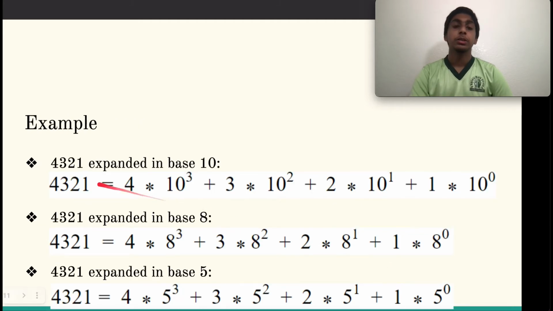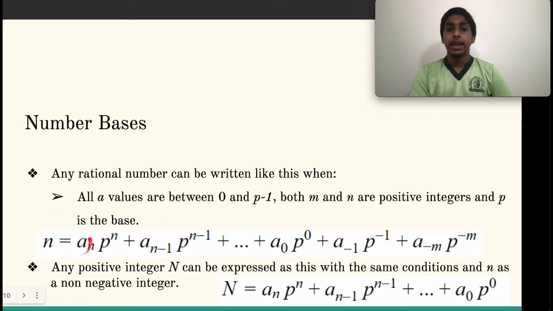Okay, so here's an example. 4, 3, 2, 1 expanded in base 10. Well, first we find our first digit, basically. 4 times 10 to the power 3. So what we're going to do is multiply it by our base to the power 3. So here, a subscript n and everything, these are just digits. So a subscript n is a digit, a subscript n minus 1 is a digit, and so on until we get to our decimal digits when we get these.